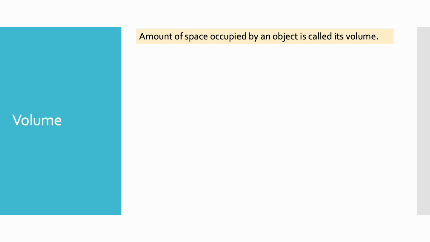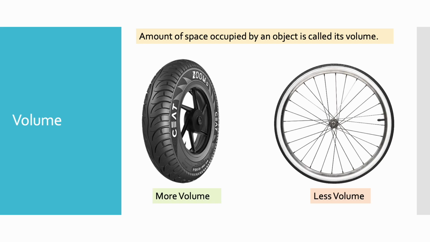Now let's compare these two circular objects: a motorbike tire and a bicycle wheel. Even though both are round, the tire is thicker and bulkier, so it has more volume. The bicycle wheel is thinner and mostly has little air inside it, in the tube that you can see along the perimeter of the wheel. So it has less volume. So it's not just the shape but the space inside an object that tells us about its volume.